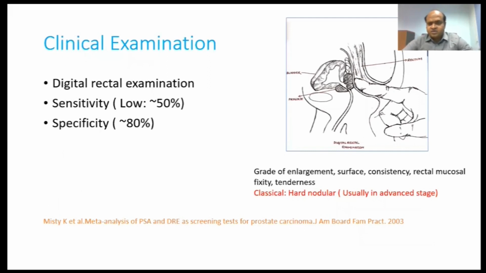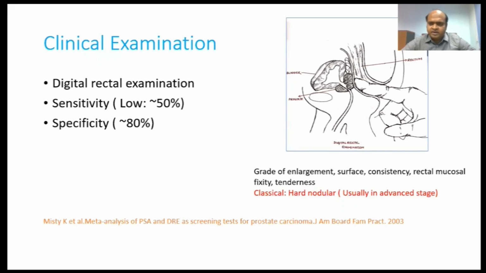In clinical examination, the most important examination which can give you a clue regarding prostate cancer is digital rectal examination. That means we put the finger in the transrectal route and try to palpate the prostate, which is situated anterior to the rectum. It provides information regarding the size of the prostate, the consistency, the surface of the prostate, that is, whether the surface is regular or irregular, and the overlying rectal mucosa. If the prostate cancer is locally advanced, it may involve the rectum also.